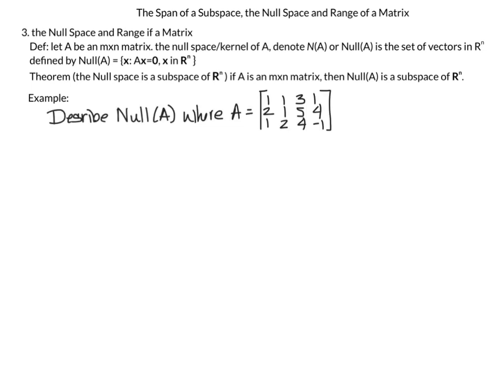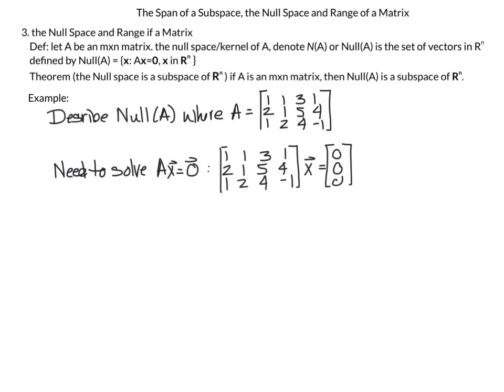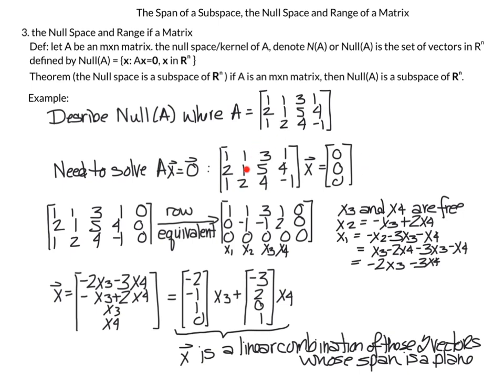And now we will do an example where we will describe the null space of a matrix A, where A is the matrix 1, 1, 3, 1, 2, 1, 5, 4, 1, 2, 4, negative 1. By definition of the null space, that's just simply the vectors x such that Ax is equal to 0. So I've written Ax is equal to my 0 vector. But we know how to solve this. We use the augmented matrix of A plus our 0 vector, which is row equivalent to this matrix here: 1, 1, 3, 1, 0, 0, negative 1, negative 1, 2, 0, 0, 0, 0, 0, 0.